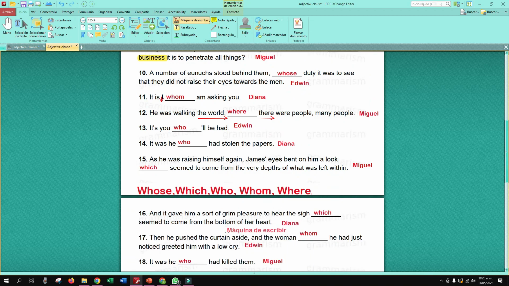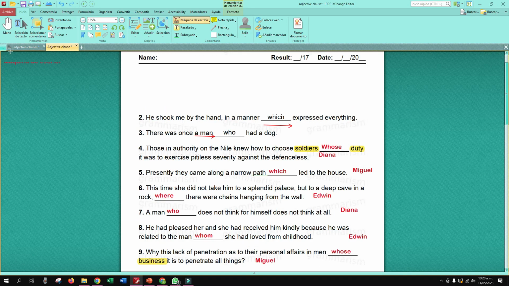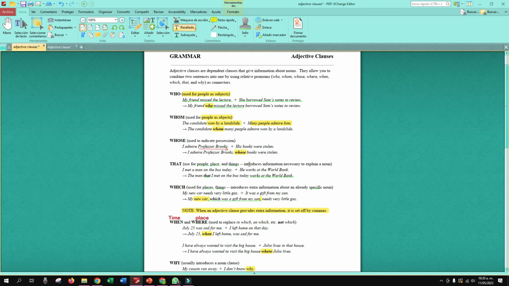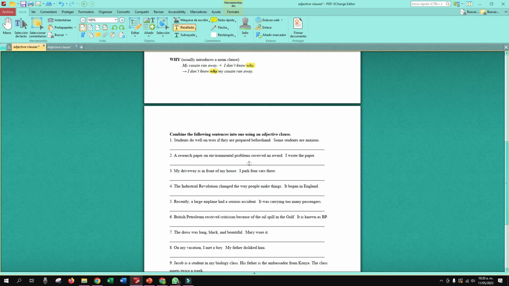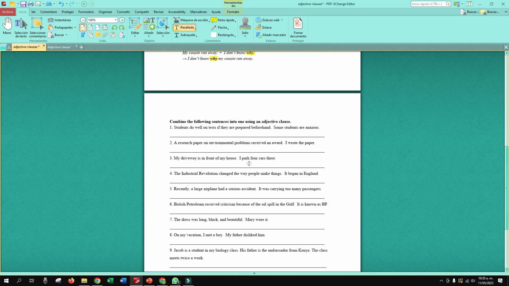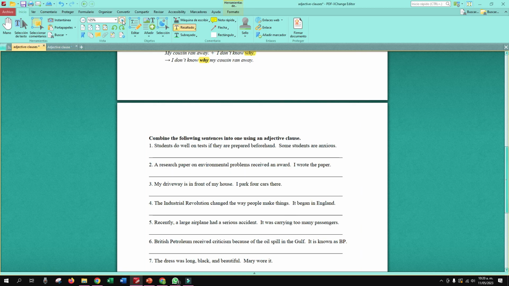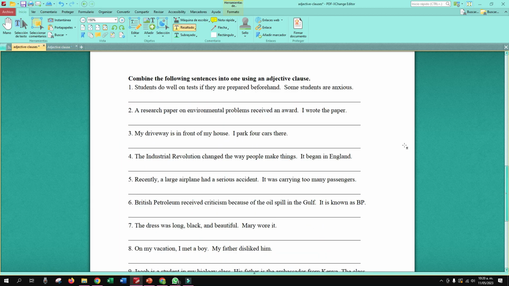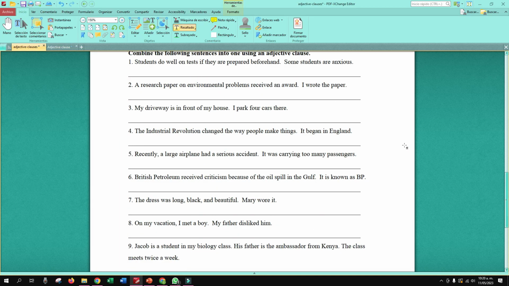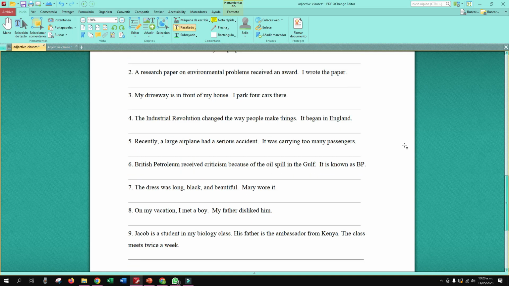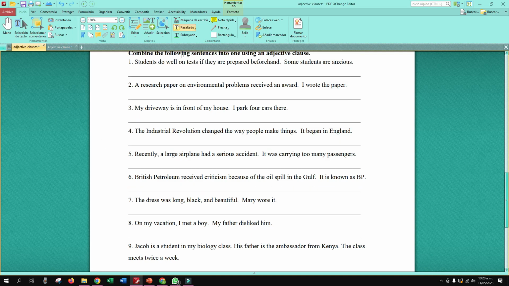That's good. Okay, so now let's do another one. That's a little bit difficult and confusing sometimes, but we're going to try to combine these sentences, right, using an adjective clause. For example, let's do number one together.